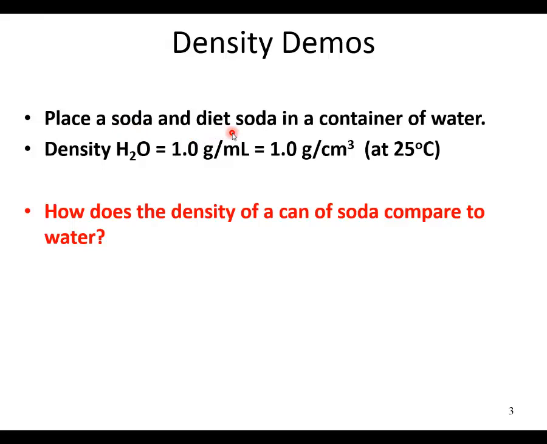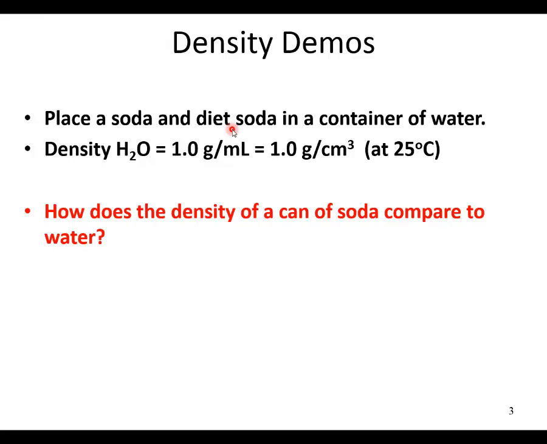If it was a little less dense, we'd end up with the diet soda, which has a lower density, would float on top. So that tells me that the standard sugared soda has a density greater than 1 if it's below the water. If we have the diet soda, we have a density that's less than 1, which would cause it to float above the water.